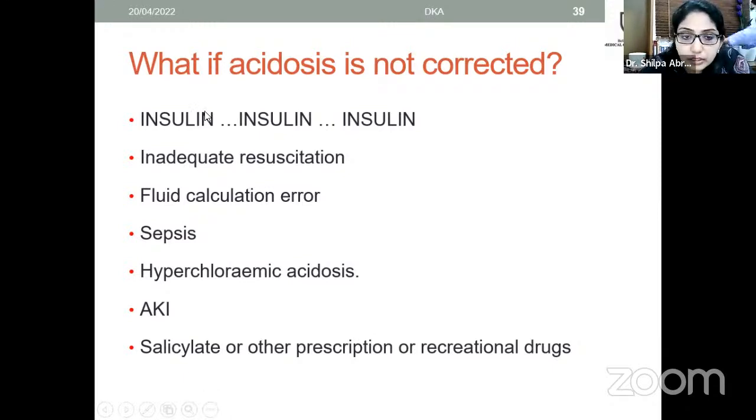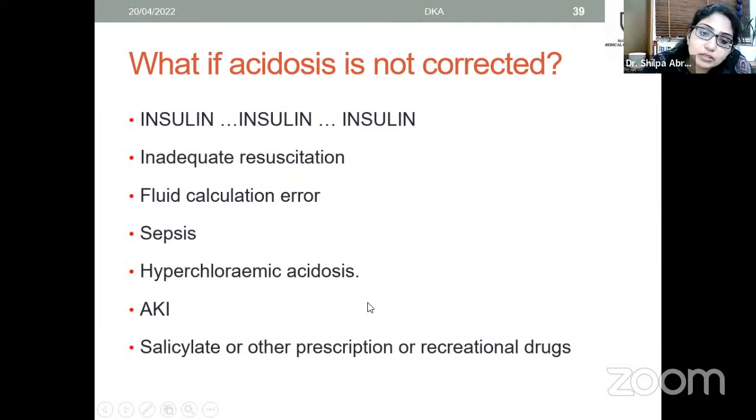Okay. Then it could be that there is inadequate resuscitation. Adequate fluids have not been given. Then there is a fluid calculation error, if you're giving much less fluid than what is required. The child is severely dehydrated and you're not correcting the dehydration adequately, so the acidosis may not get corrected. Then, as we discussed earlier, sepsis is one point where your acidosis may not get corrected.